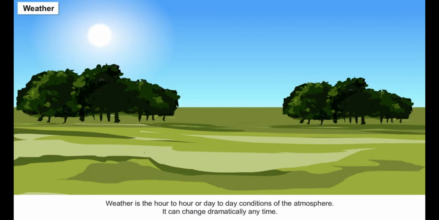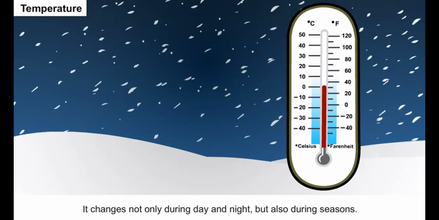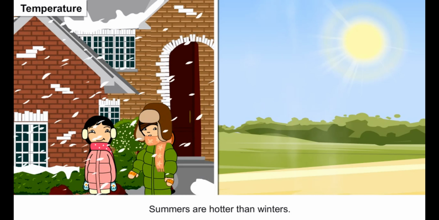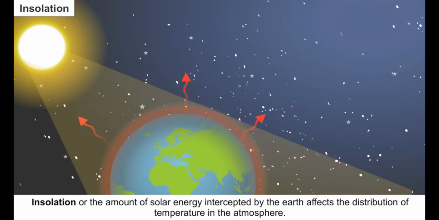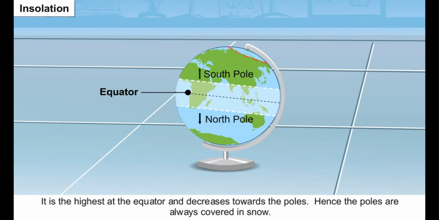Temperature is the degree of hotness or coldness of the atmospheric air. It changes not only during day and night, but also during seasons. Summers are hotter than winters. Insolation, or the amount of solar energy intercepted by the Earth, affects the distribution of temperature in the atmosphere. It is the highest at the equator and decreases towards the poles. Hence, the poles are always covered in snow. Temperature is measured with a thermometer.